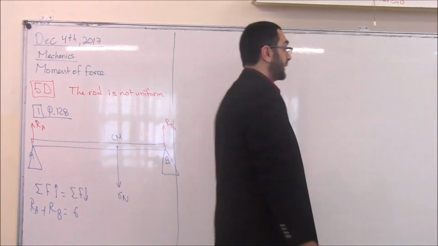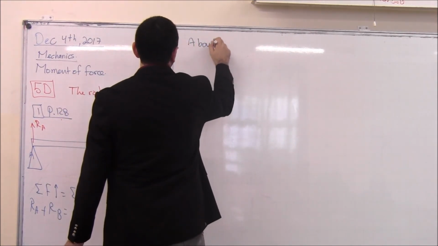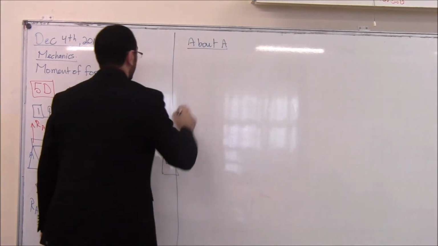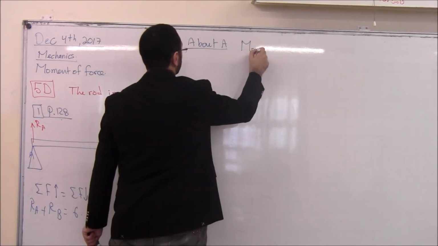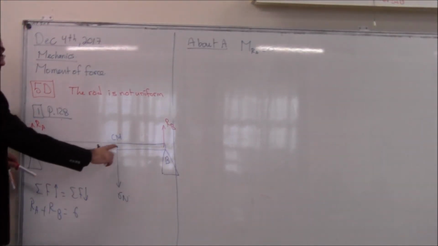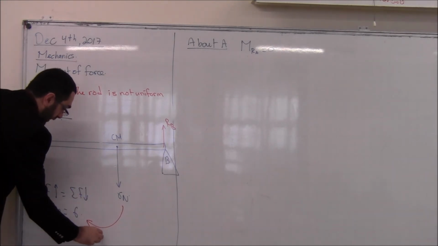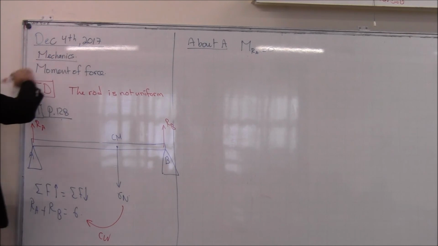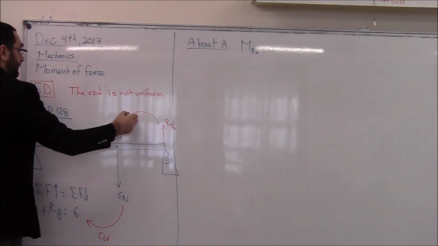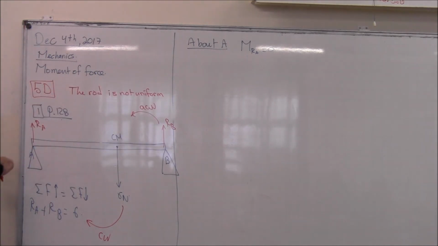Okay, fine. So let's take moments about A. The moment of RA about A equals 0, right? Look, guys, about A this one will be clockwise, and this one about A is anti-clockwise. Move your finger about A.